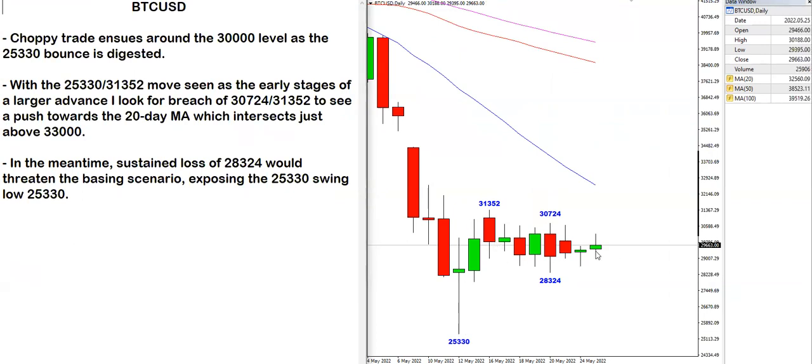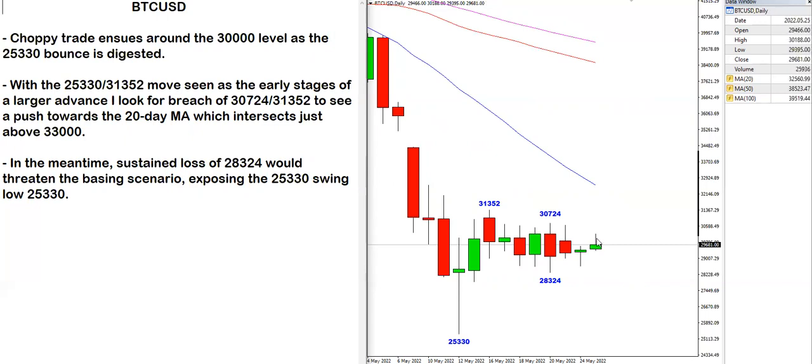We're chopping around, but I would need to see it back up through this 37.24 and then 31.352. That would suggest a major low is in place, and then that brings into focus upside targets. We've got the falling 20-day moving average, which today comes in at 32.561, and we've got this gap, which comes in a little bit higher.